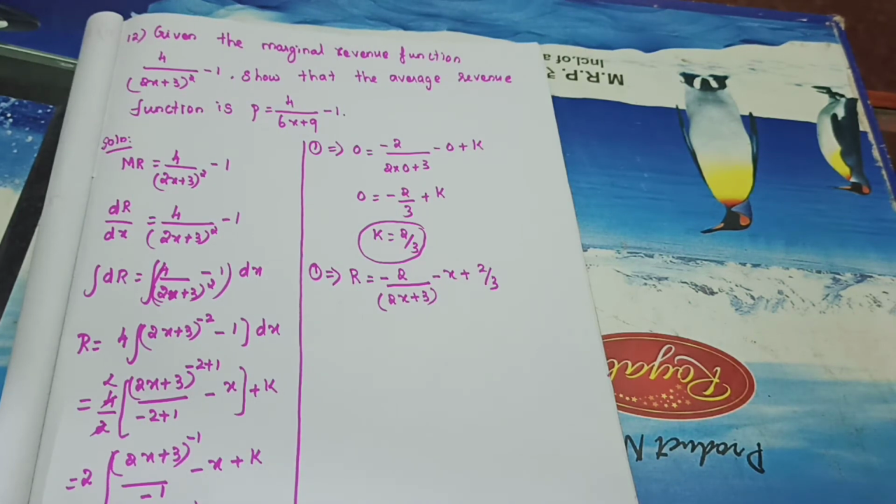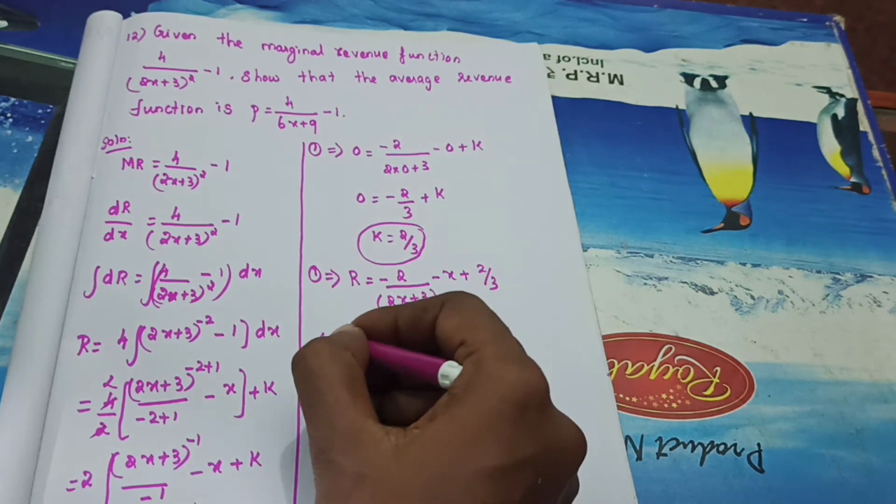Now what we need to do? This is the answer for R, is it right? We need to find the demand function. What's the formula for the demand function?